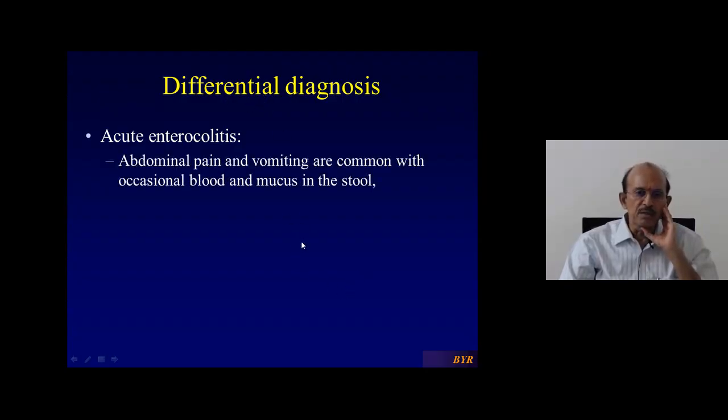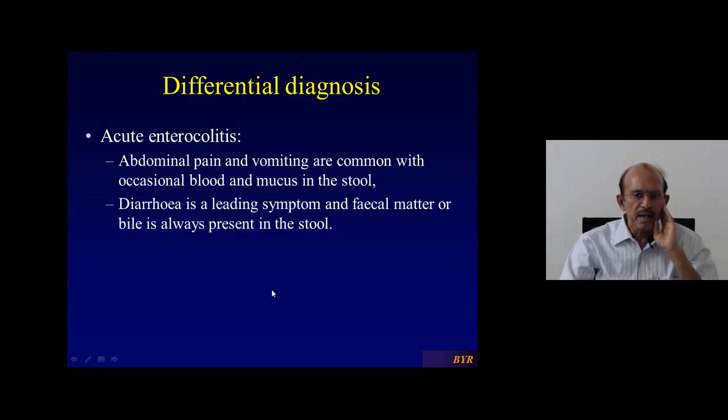So differential diagnosis of intussusception, enterocolitis. The patient will be having abdominal pain and vomiting are common with occasional blood and mucus in the stools. Diarrhea is a leading symptom, and fecal matter or bile is always present in the stool. So this point is very important. In enterocolitis, though the patient passes a lot of mucus with blood, there will be also some amount of fecal matter. If there is no fecal matter, only child is passing blood and mucus, blood and mucus, it means it can be intussusception.